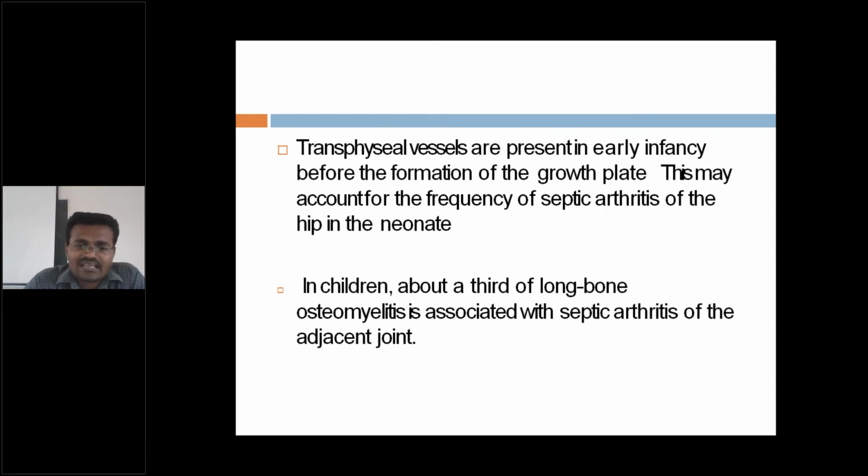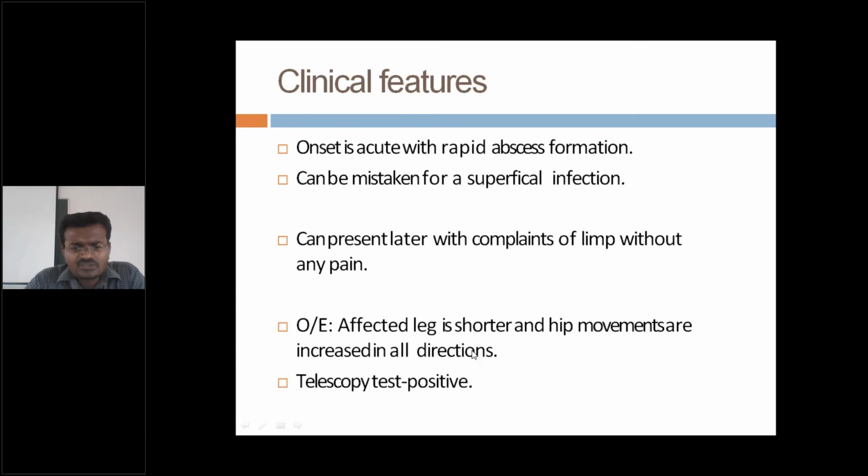So what happens? Transphyseal vessels are present in early infancy before the formation of the growth plate. This may account for the frequency of septic arthritis of the hip in infants. So clinical features: there will be rapid abscess formation, and complaints of limp without pain. When the head is gone, there will be no pain. Shortened hip, the leg is shortened, because head is gone, and there will be decrease in growth because the physis is also gone. And telescopy test is positive.